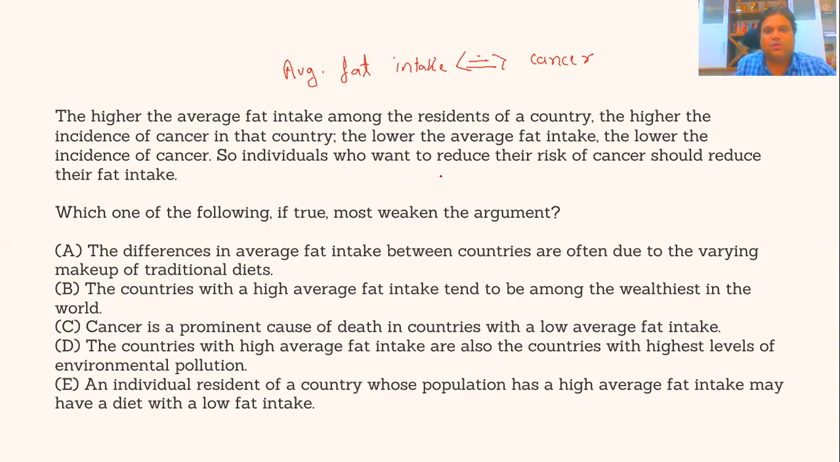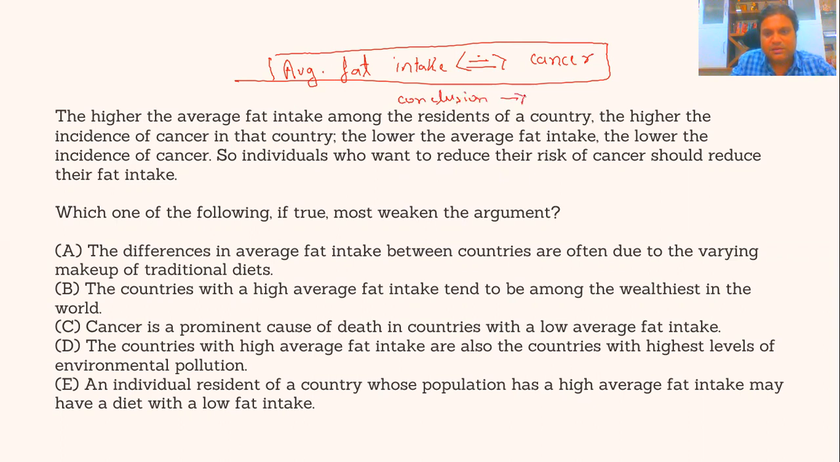So individuals who want to reduce their risk of cancer should reduce their fat intake. So this is the premise which is given, that average fat intake and incidence of cancer are correlated. And the conclusion is given in the last line. Conclusion says that if you want to reduce the risk of cancer, obviously reduce the intake of fat. This is what the conclusion says. So which one of the following, if true, most weakens the argument?